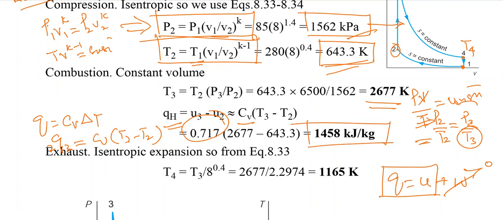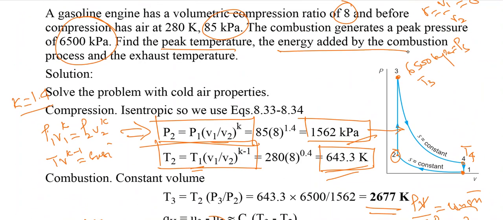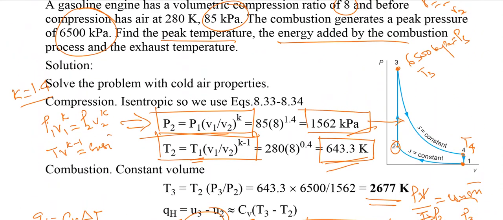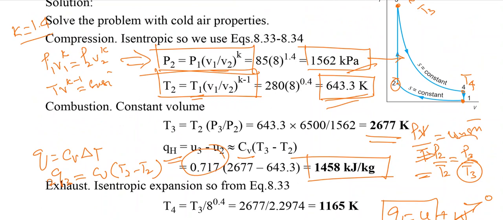And that's what was actually required, the peak temperature and the energy added in the combustion process. Now for the exhaust temperature, which is equal to T4. For T4, again the process is constant volume heat rejection. So we have constant volume heat rejection, and from that process we cannot find it, as we do not. Yes, we can find it anyway. So we have already got temperature T1. We have already got pressure P1.